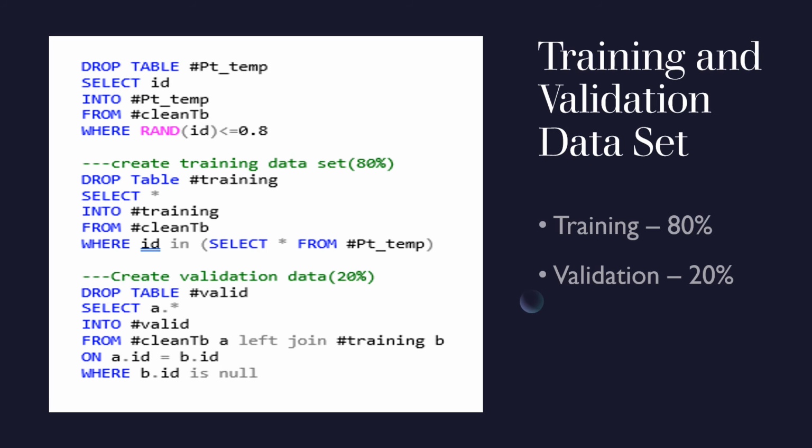The study was cross-validated by setting aside 80% of the data as training and 20% as validation. Cross-validation was used to determine the appropriateness of the predictive model.